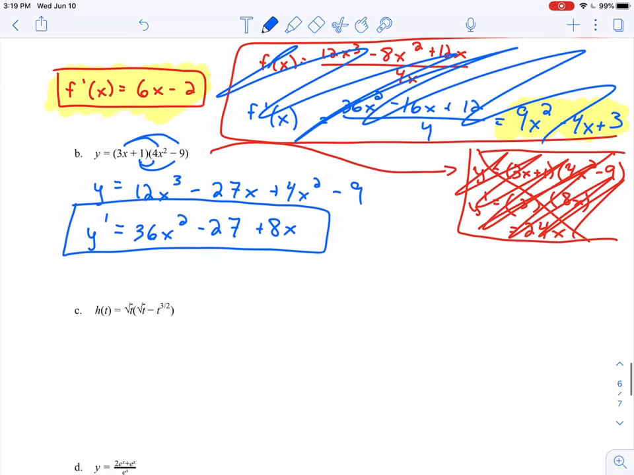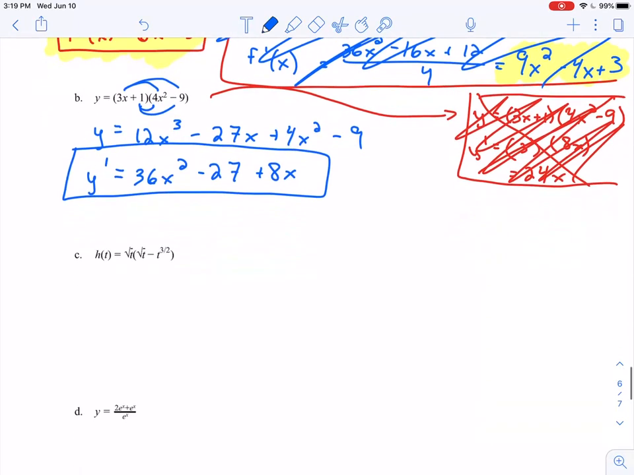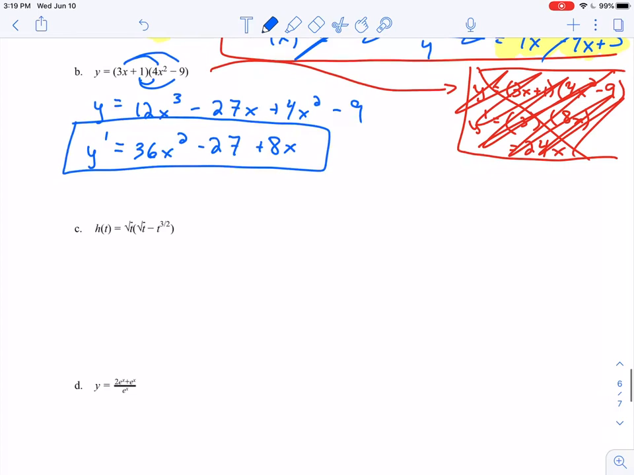Second to last, I suppose, I have h of t equals square root of t times square root of t minus t to the 3/2 power. So most of us would probably guess, okay, I'm going to take that square root of t and distribute it, and you'd be absolutely right. Square root of t times square root of t gets rid of my square root, that's just t. But this part right here might be a little bit tricky if we're not familiar with our exponent rules.